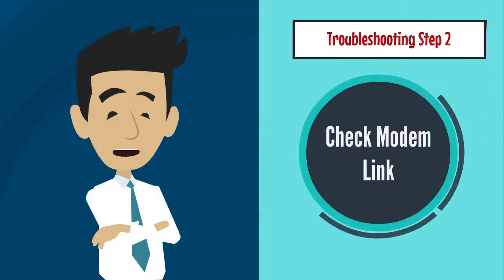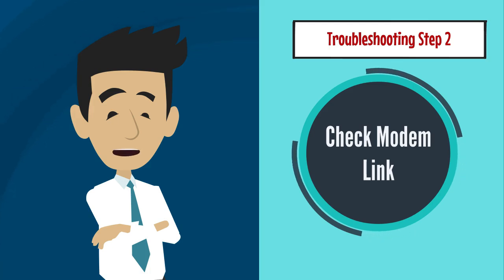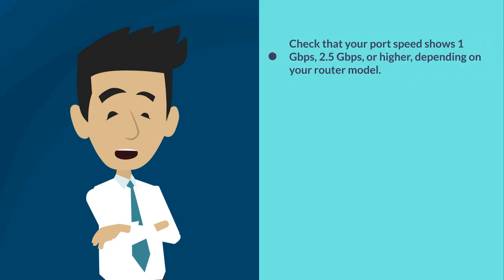Troubleshooting Step 2. Check modem link. How your node connects to the modem plays a key role in achieving the best internet speeds. If your internet plan supports 1 gigabit per second or higher, your router must have the proper hardware to handle those speeds. Check that your port speed shows 1 gigabit per second, 2.5 gigabits per second, or higher depending on your router model. For step-by-step instructions, please refer to the link in the description.